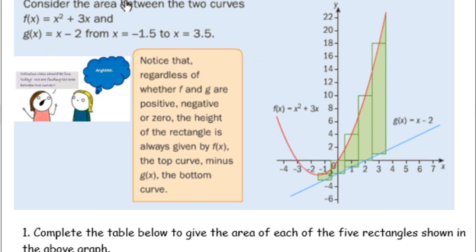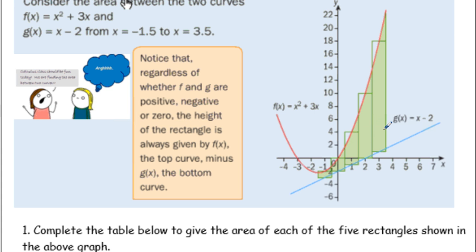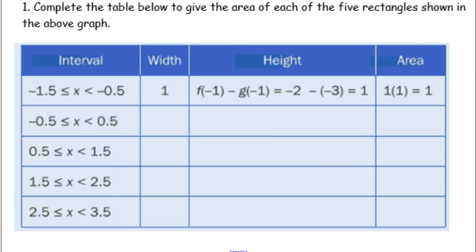So notice that there's 5 different rectangles. What do you think is the width of each of those rectangles? 1. It's all just 1. See from 2.5 to 3.5, 1. 1.5 to 2.5, 0.5 to 1.5. The widths are all just 1. And we're going to work out the heights of them. You can probably look at the graph a bit because they've given you a nice graph. So all the widths are 1, yep.